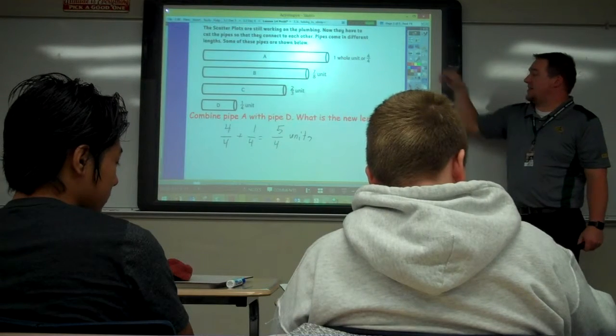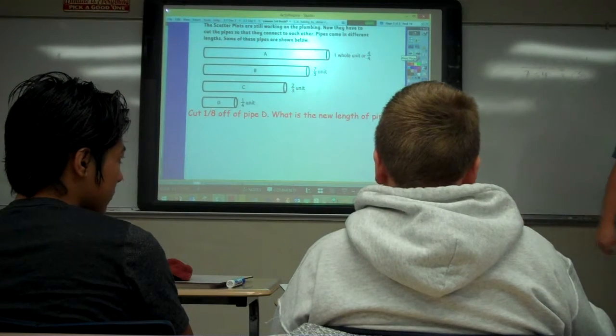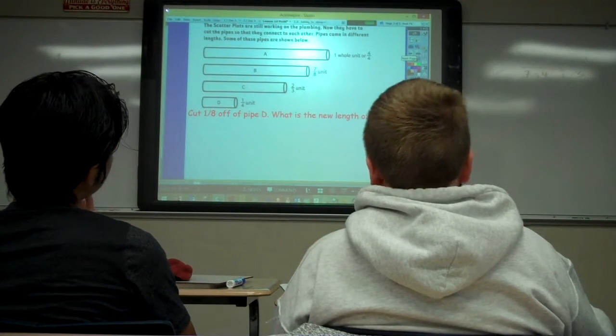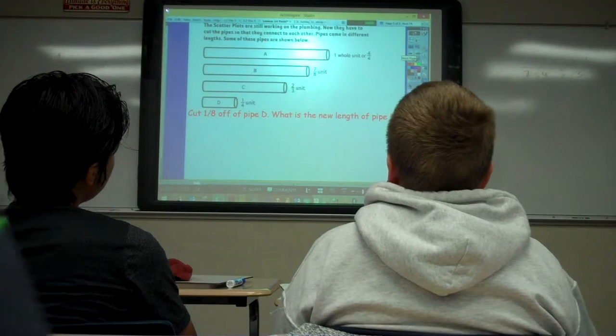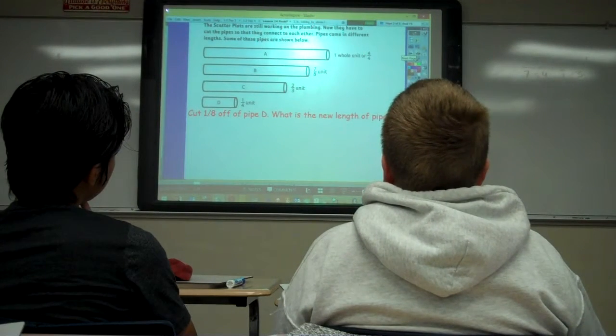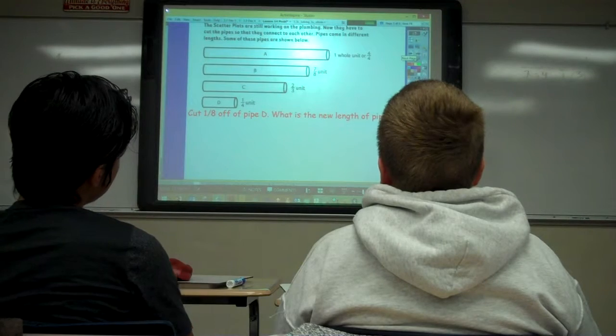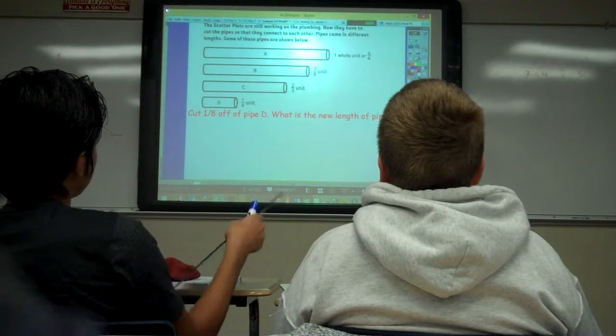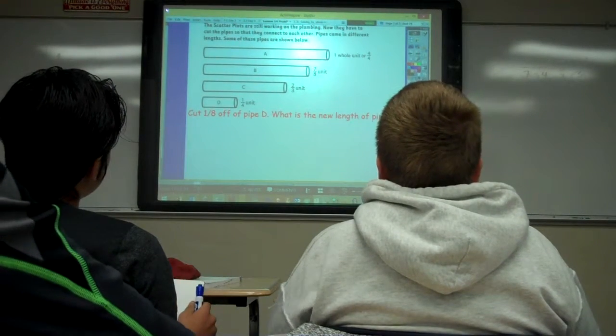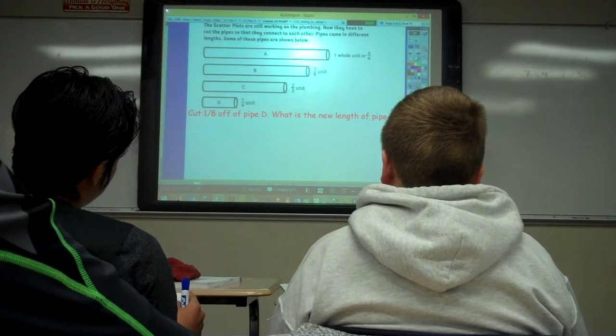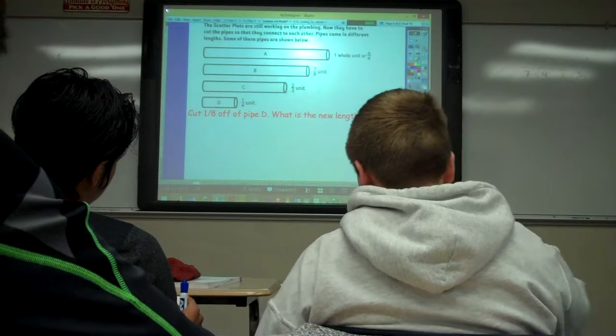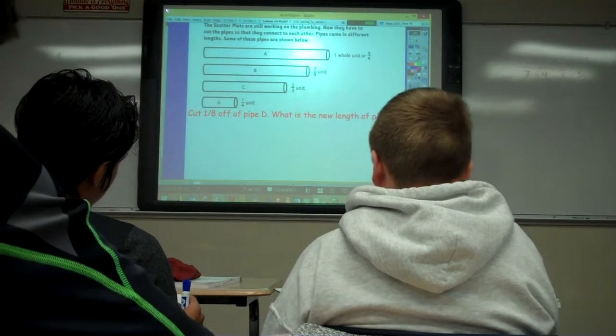I want you guys to try this next one out. Okay? You're cutting 1/8 of a unit off of pipe D. Okay? What's the new length of pipe D? So take pipe D. If you're cutting something off, does that mean you're going to add or subtract? Subtract. Okay? So go ahead. Do this problem on the whiteboards. I'll walk around and take a look at it.